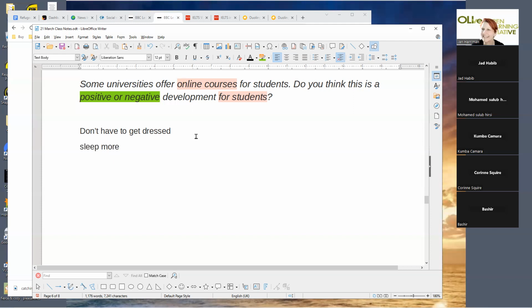Okay, now the real stuff. It's better for nature because we don't use public transportation or even any transportation. So no transportation. Excellent. What's another benefit? You can be in any country. Excellent. More options to study. Excellent. You don't have to pay for a student accommodation.